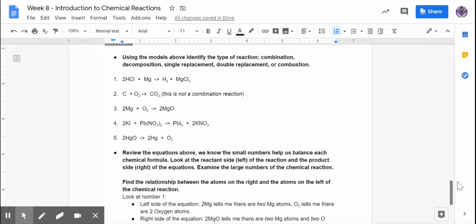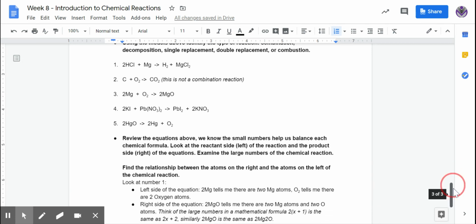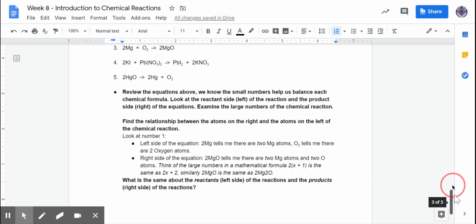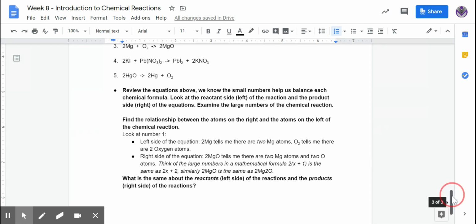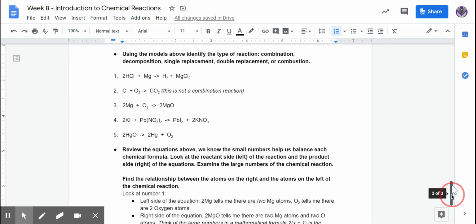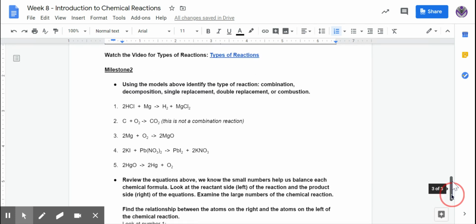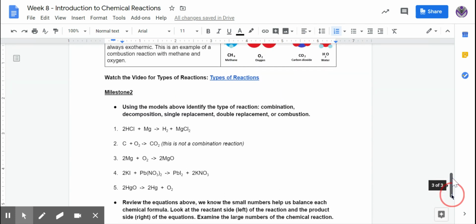You may already know from other science classes, and I give you some hints to think about them in terms of math. 2 times (x plus 1) is the same as 2x plus 2. So it should be relatively easy to figure out. And then on Thursday, I'll go into a little more detail and explain what those numbers mean and why we need them.